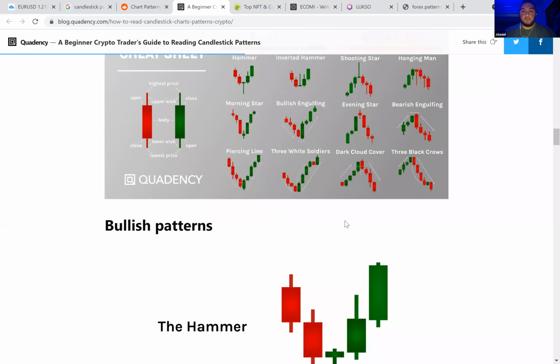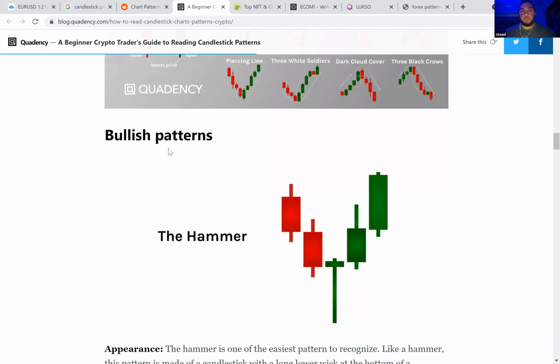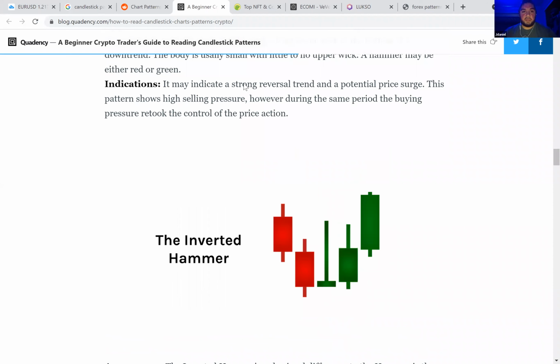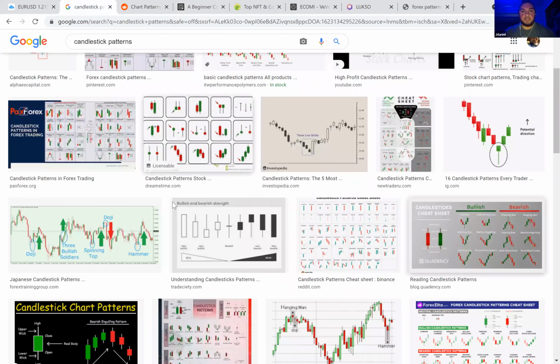So there's hammer. We went over the hammer. There's just different types of candlestick patterns. You can research them. I didn't really do too much besides come to candlestick patterns, and then I just clicked on one of these. I didn't know which one. I think it's this one I might have clicked on. I don't know. I clicked on one of these, and then it just brought me to this, so where I can look at this. Okay.